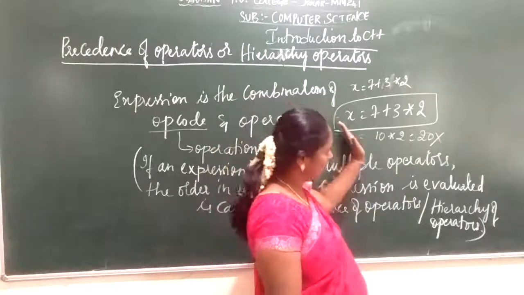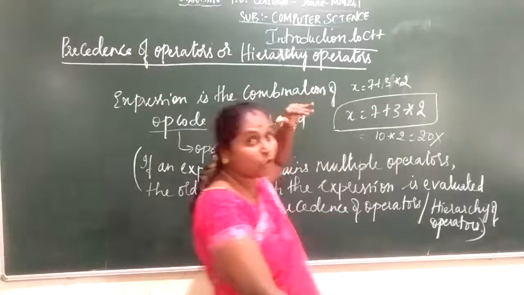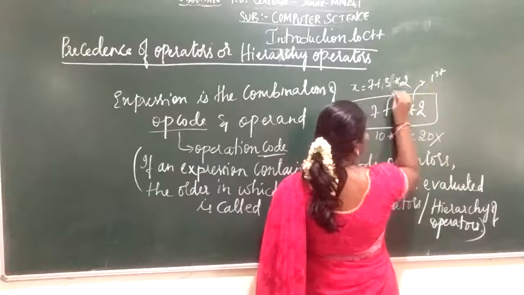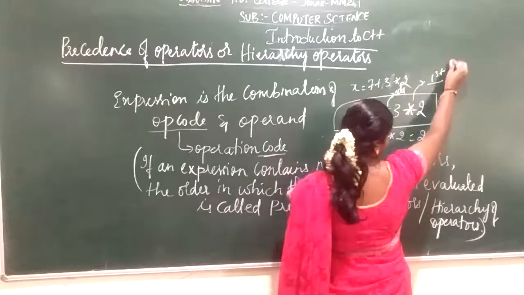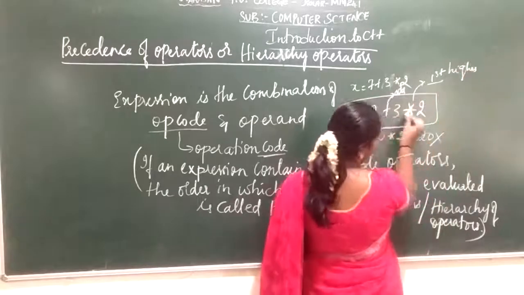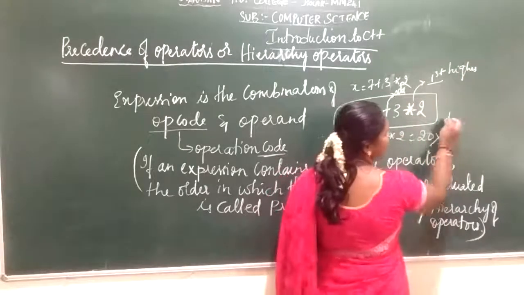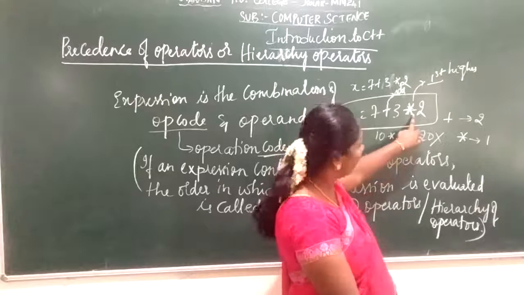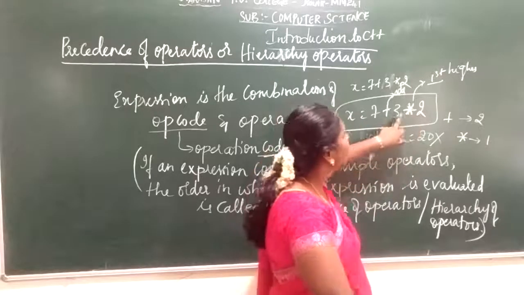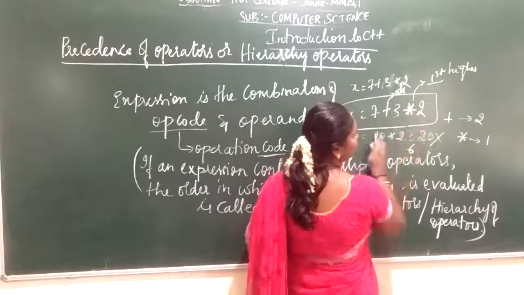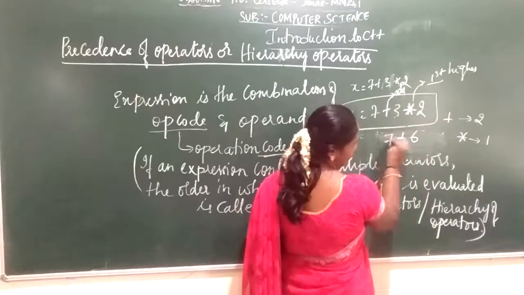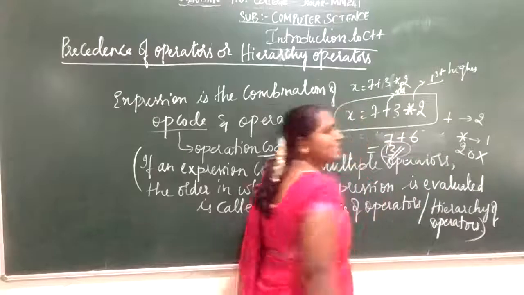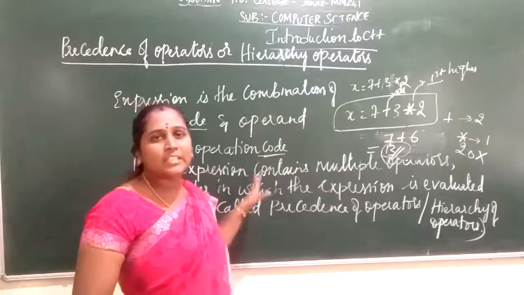You have to evaluate the expression in terms of the programming language. Here multiplication will take the first priority, then addition. There are two operators, plus and asterisk. Asterisk has the first priority, addition has the second priority. First the evaluation takes place between these two operands. 3 into 2 is nothing but 6, plus 7 as it is. So 7 plus 6 is nothing but 13. So you will not get 20 as the answer, you will get 13. This is called the priority or precedence of an operator.